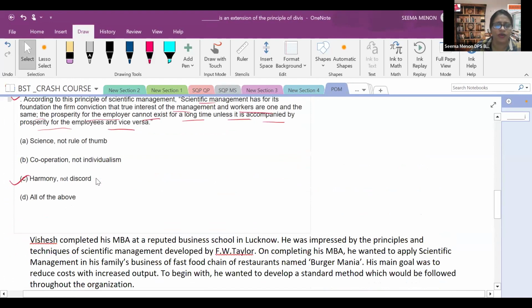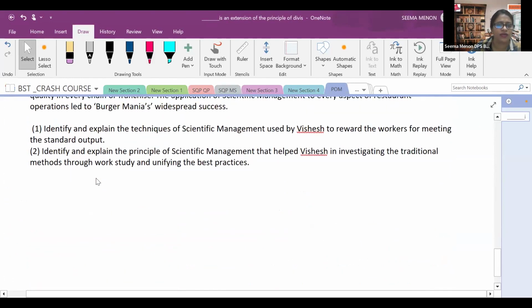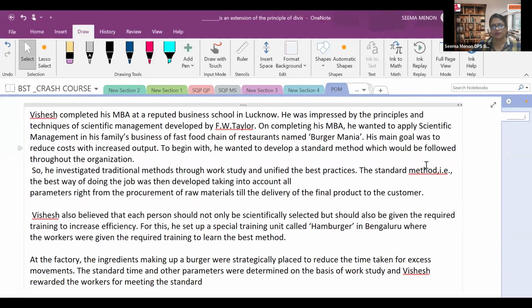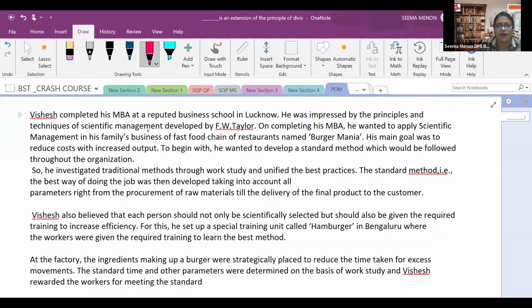Now children, we are moving ahead. After moving ahead, you see that there is a case study. Let's discuss this also. Vishesh completed his MBA at a reputed business school in Lucknow. He was impressed by the principles and techniques of scientific management developed by F.W. Taylor. On completing his MBA, he wanted to apply scientific management in his family's business, a fast food chain of restaurants named Burger Mania. His main goal was to reduce cost with increased output.